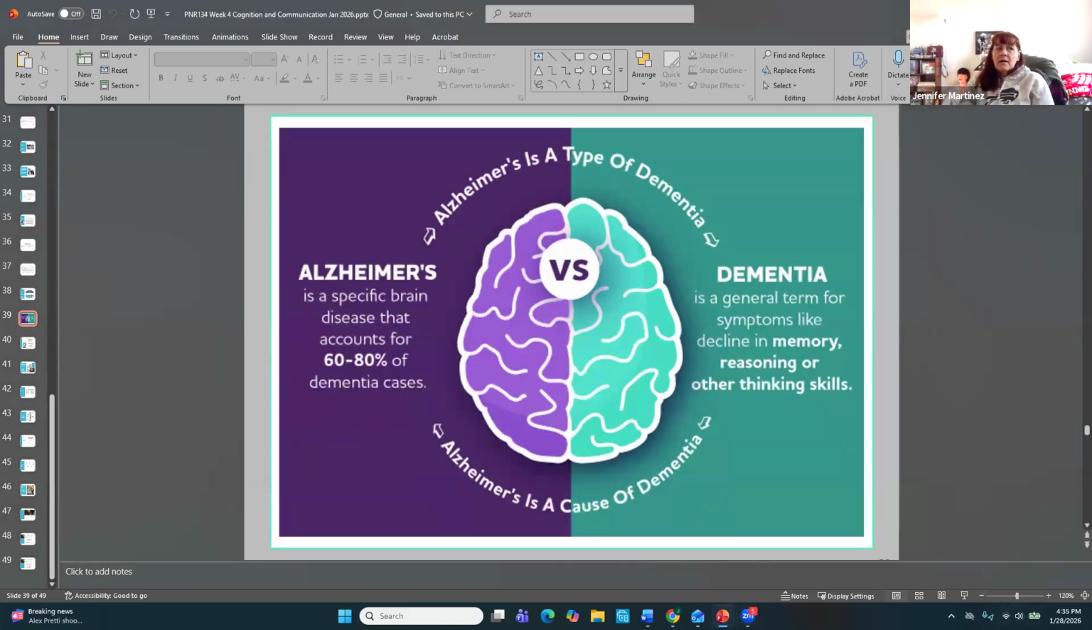Alzheimer's, like I said, is a specific disease that accounts for 60 to 80% of all dementia cases. Dementia is just a term for symptoms, like your decline in memory, your reasoning, or your other thinking skills.